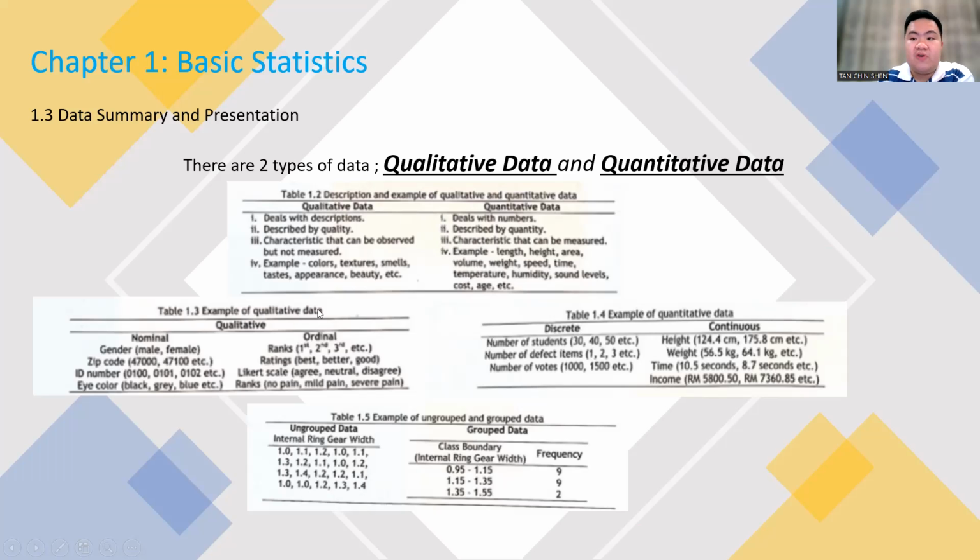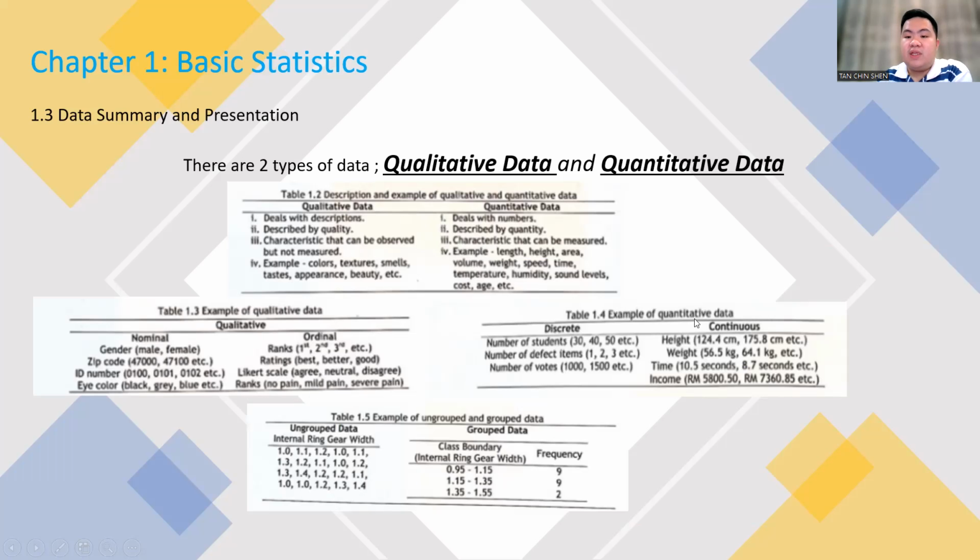So this is the example of qualitative data. Qualitative data is grouped by gender, male, female, zip code, 47000 or 47100, ID number, eye color. This one is grouping by what is observed that cannot be measured, like rank, rating, best, better, good. Then there is this one: no pain, mild pain, and severe pain.